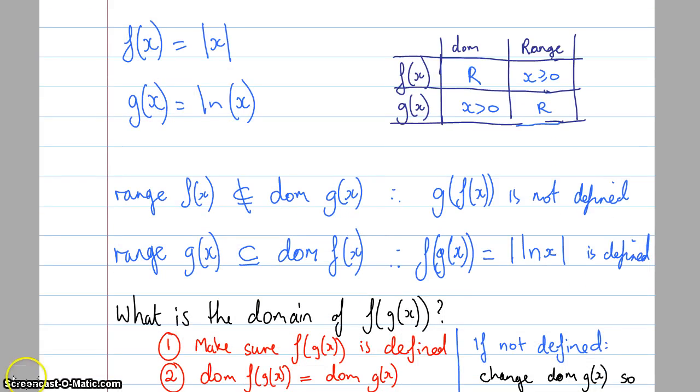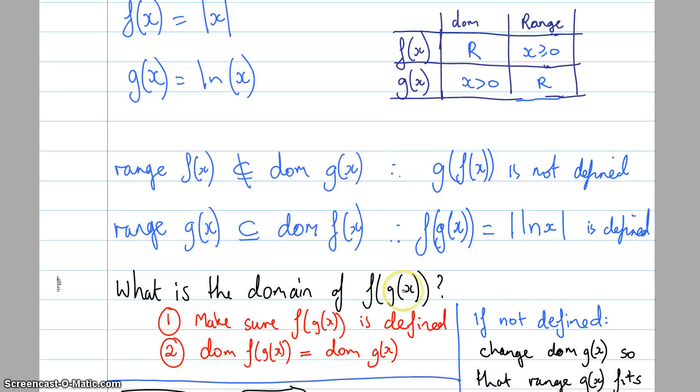So I guess the question that I do want to ask is, this one up here that doesn't work, is there a time that it does work? And the answer to that is actually yes. And so I want to ask the question, what is the domain of f of g of x, or any of these composite functions? What is the possible domain that exists?